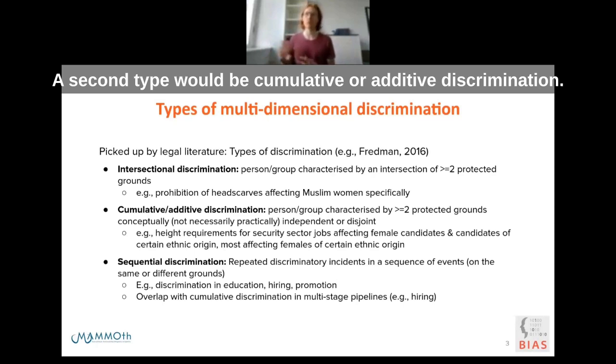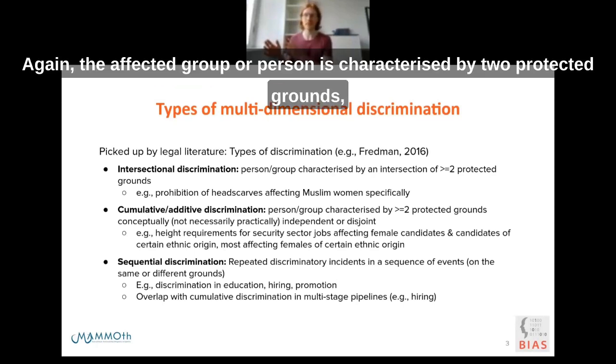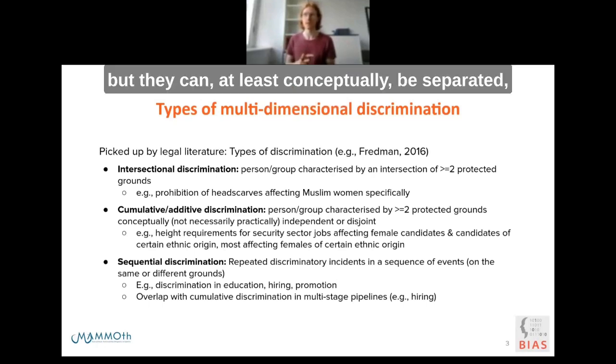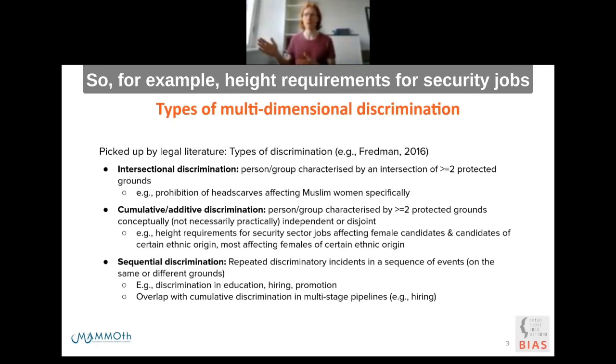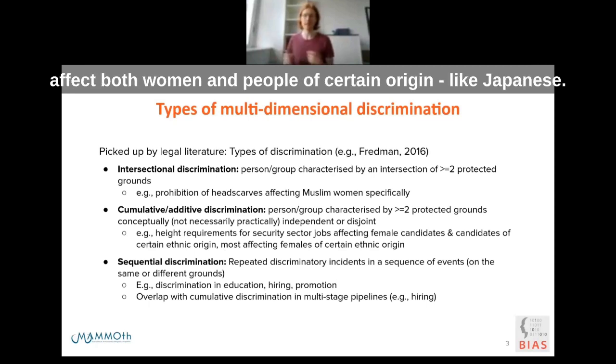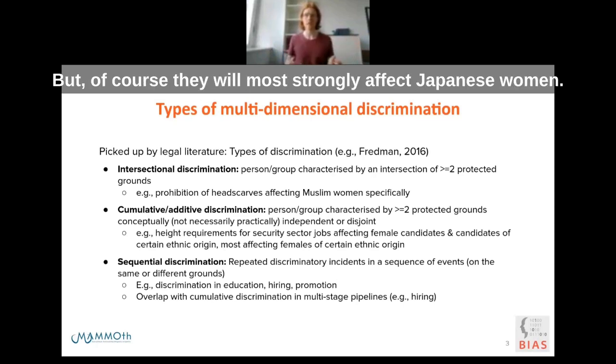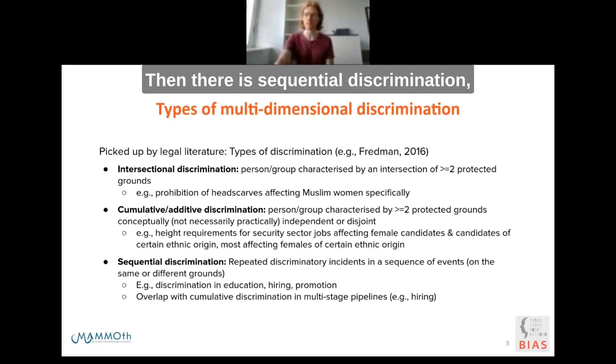A second type would be cumulative or additive discrimination. Again, the affected group or person is characterized by two protected grounds, but they can at least conceptually be separated. So, for example, height requirements for security jobs affect both women and people of certain origin, like Japanese, but of course they will most strongly affect Japanese women.